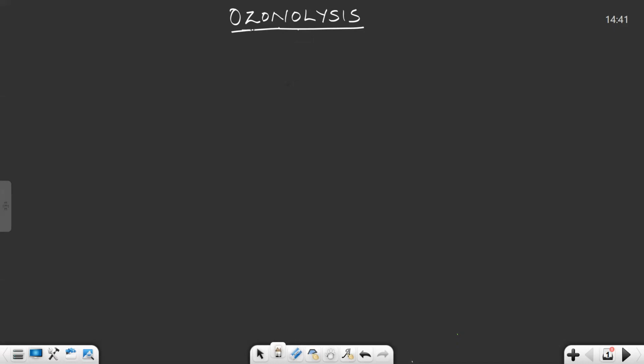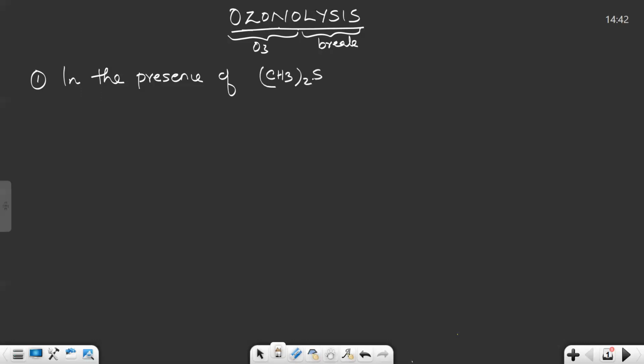Ozonolysis. As its name indicates, in this reaction we use ozone to break the bonds. And this reaction can be carried out in two different ways. One is in the presence of dimethyl sulfide or zinc and H2O.